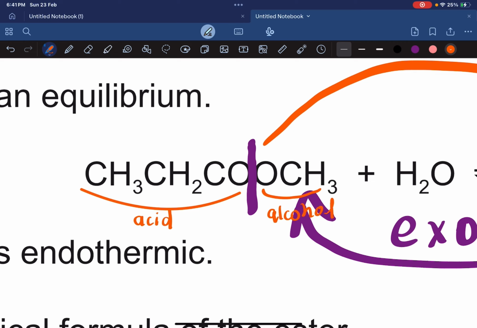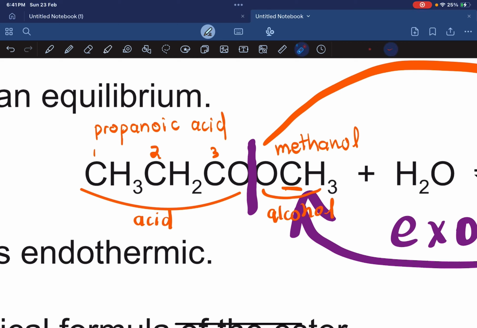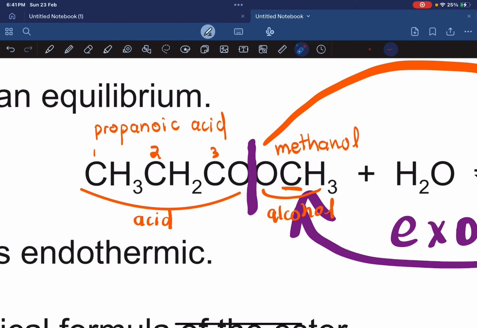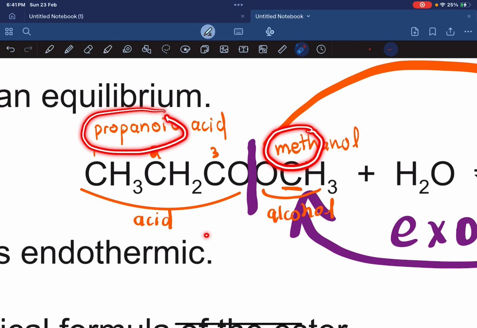Now for the acid we have 1, 2, and 3 carbons, so that's going to be propanoic acid. For the alcohol we just have 1 carbon, so that's going to be methanol. Now we have the name of the acid and the name of the alcohol. To name an ester, first we write the name of the alcohol and then the name of the acid. The alcohol was methanol, so it's methyl, and the acid was propanoic acid, so propanoate. So it's going to be methyl propanoate.